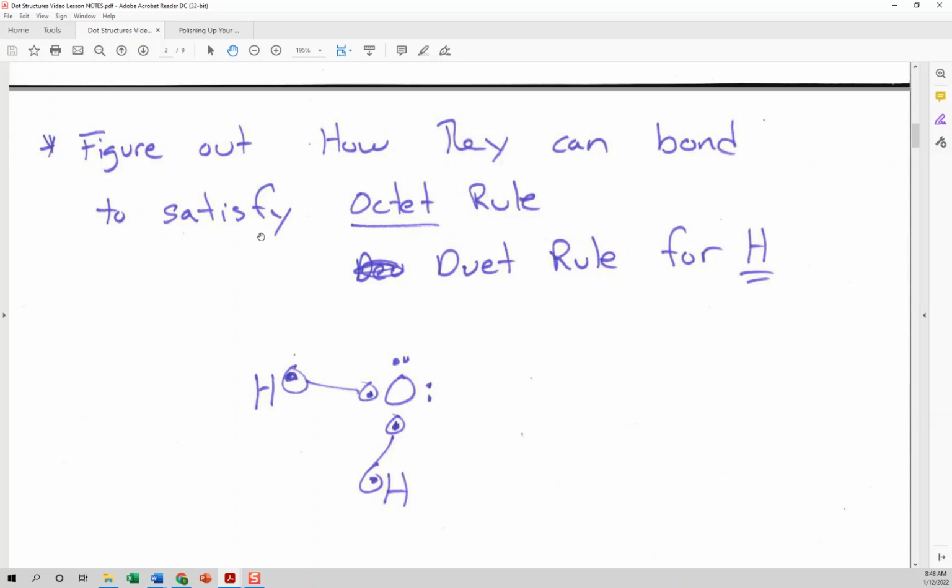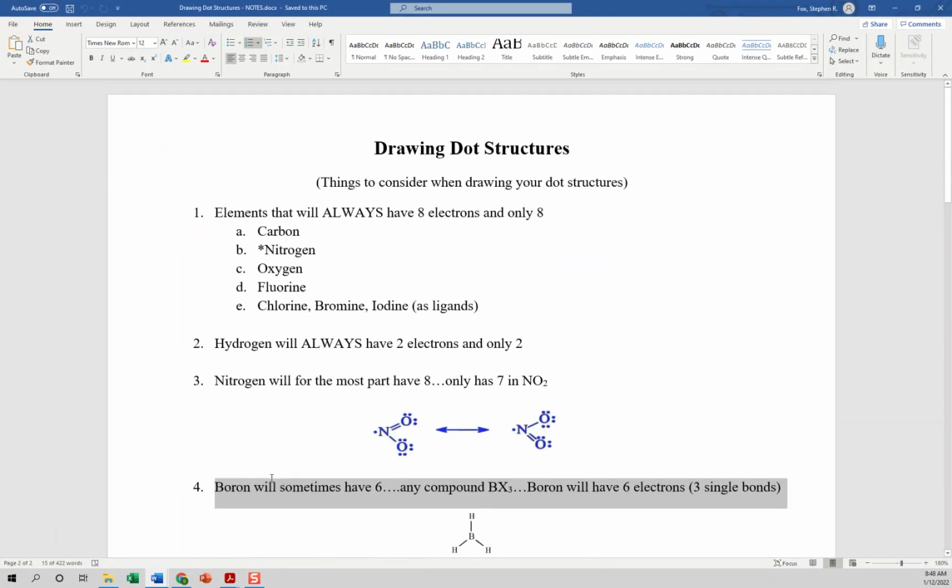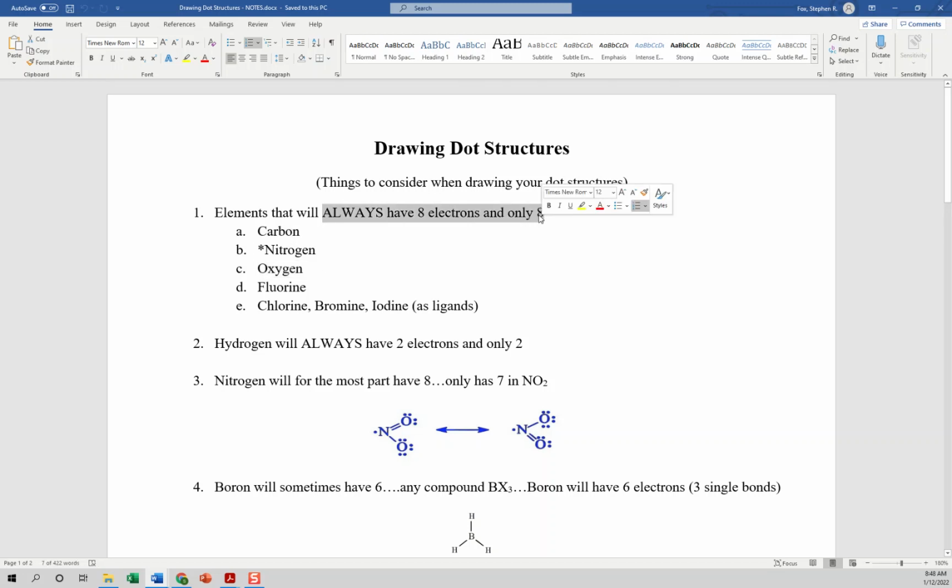And after you do that, you want to see if you are satisfying the octet rule for everything. But one thing you want to look into, again, is this set of notes up here, and this tells you the octet rule for different types of atoms. So oxygen is a must-have 8. So in its final dot structure, oxygen has to have 8. But hydrogen doesn't want 8, it only wants 2.